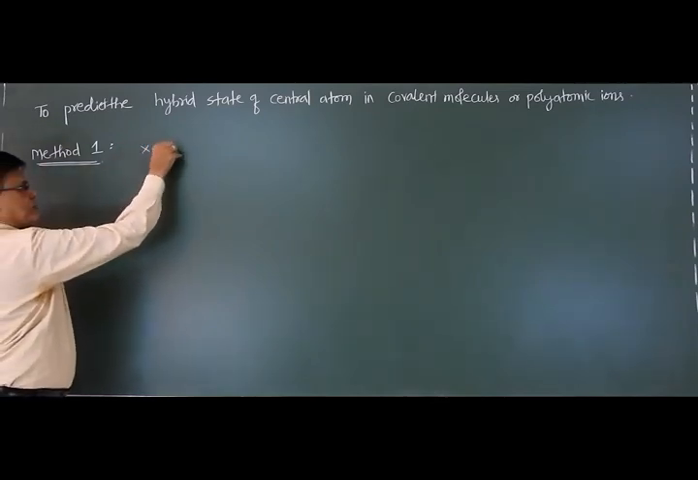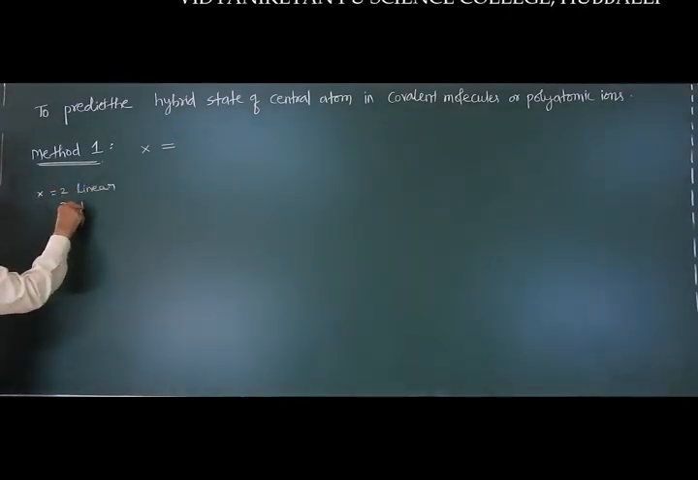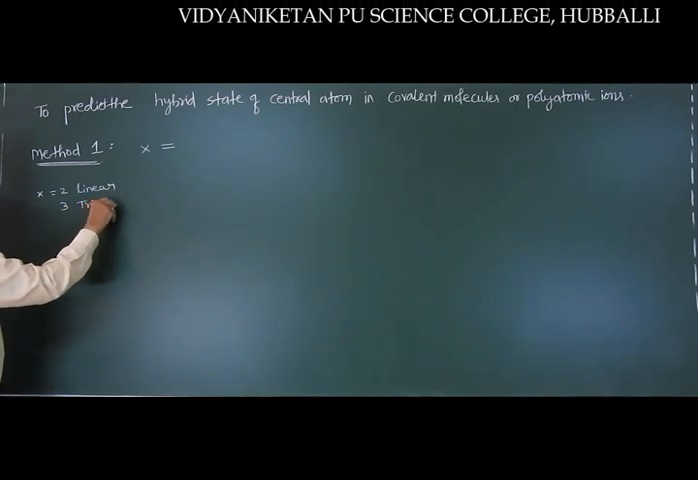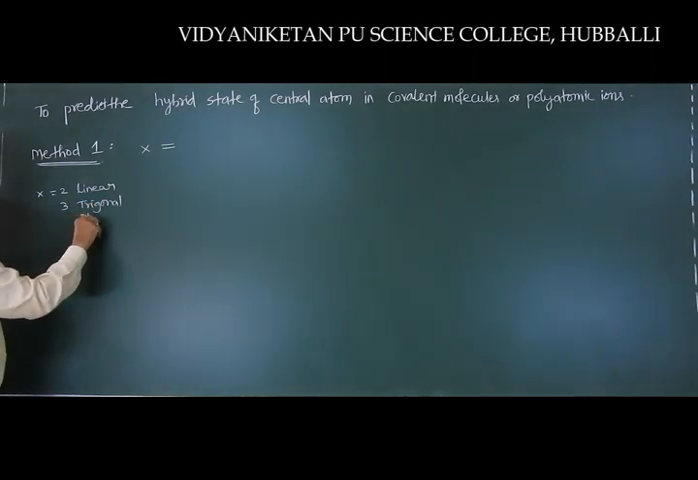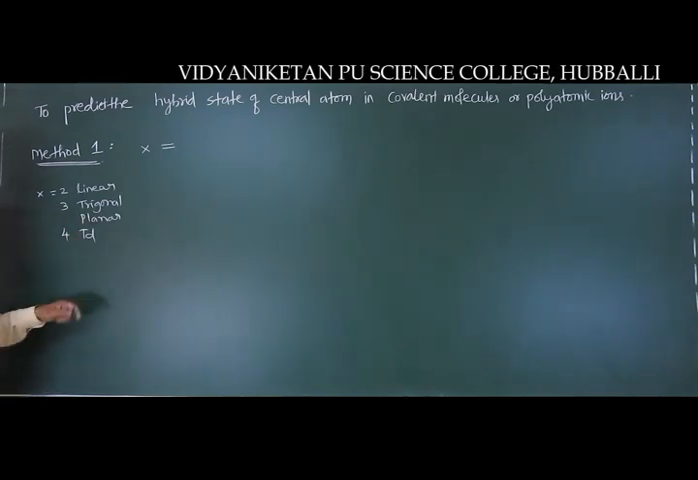X equal to, what is X? X is nothing but a number. If X is equal to 2, linear. If X is equal to 3, trigonal planar. If X is equal to 4, tetrahedral, like this.